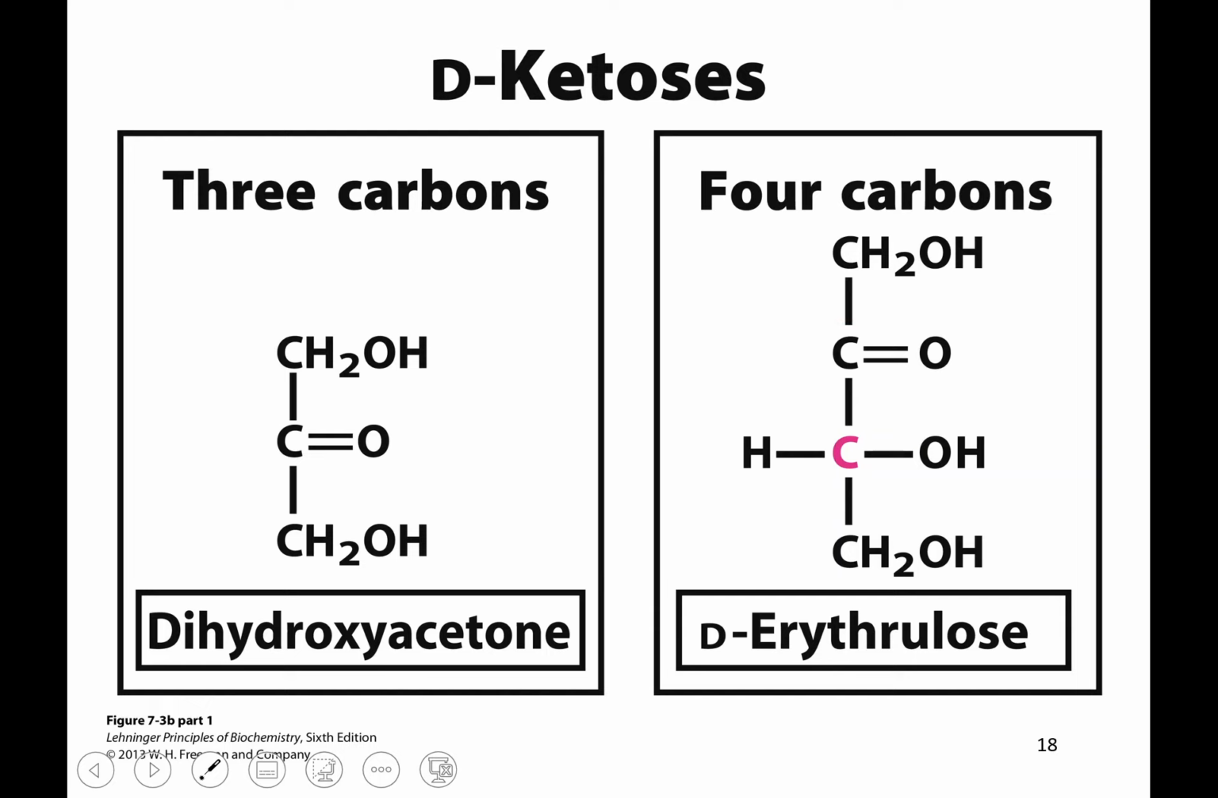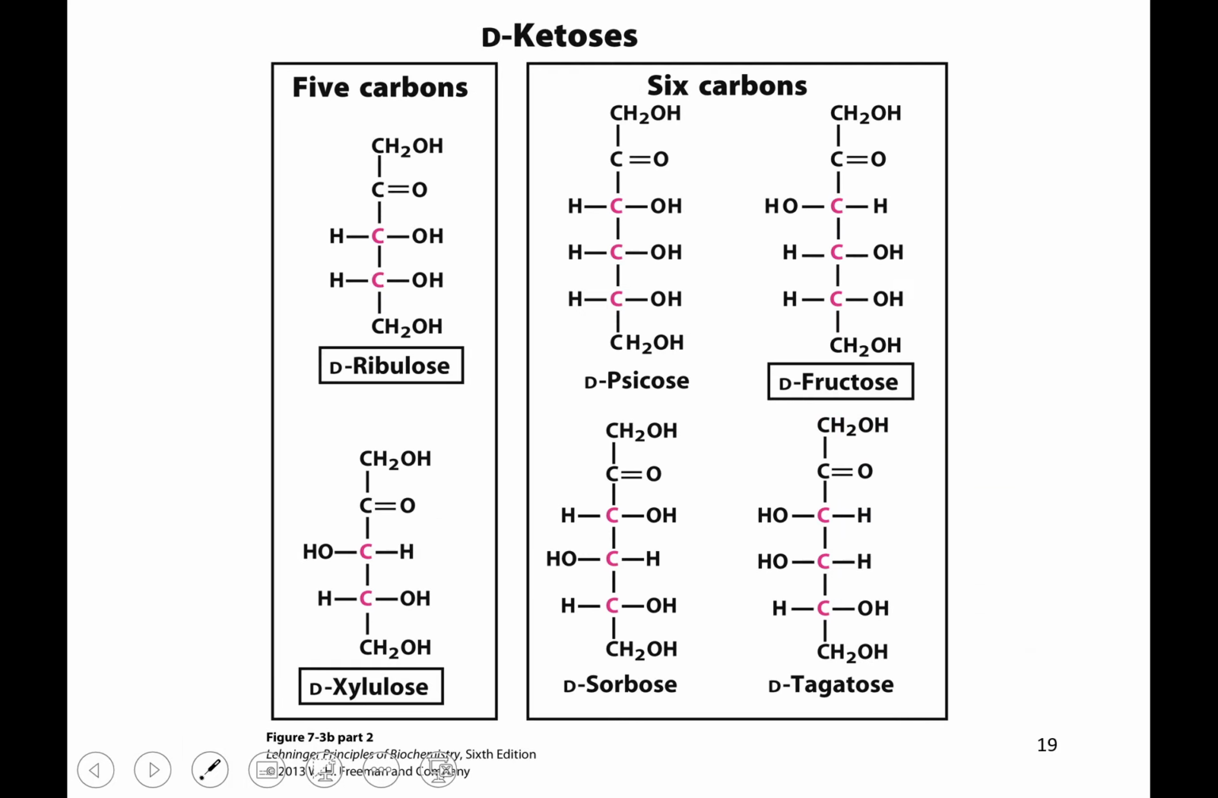Okay, 4 carbons, and you'll notice here there's no stereocenters, so there is no L and D form of that one. For 4 carbons, now we've introduced 1 stereocarbon. So the D form OH group's on this side, the L form OH would be on the other side. And that's erythrulose. Don't really need to remember that one. 5 carbons, you have ribulose and xylulose, very similar to the names ribose and xylose that we saw for the aldoses, just slightly different.